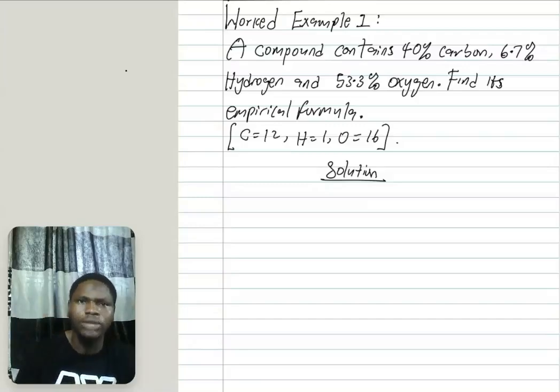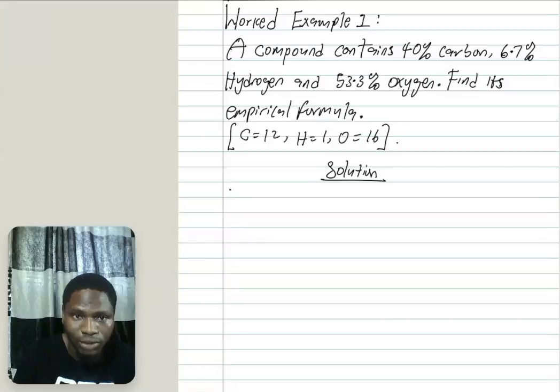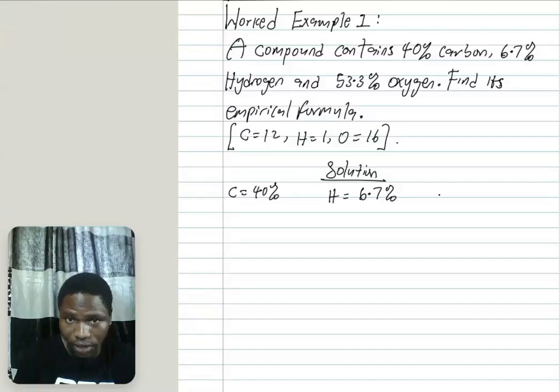Okay, so let's look at it. Our first step is to write out what we have. So we have 40% carbon, right? So we have carbon, that is 40%, so you write it out. We have hydrogen, 6.7%, and we have oxygen, which is 53.3%. So this is what we have.